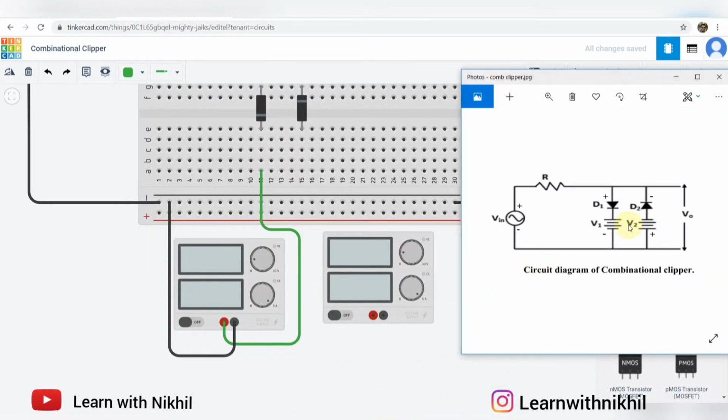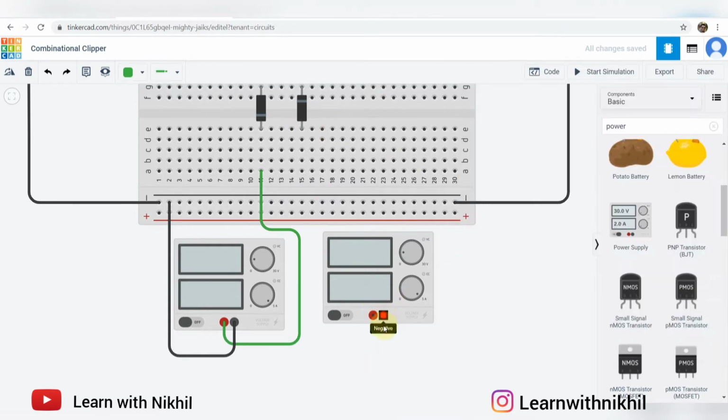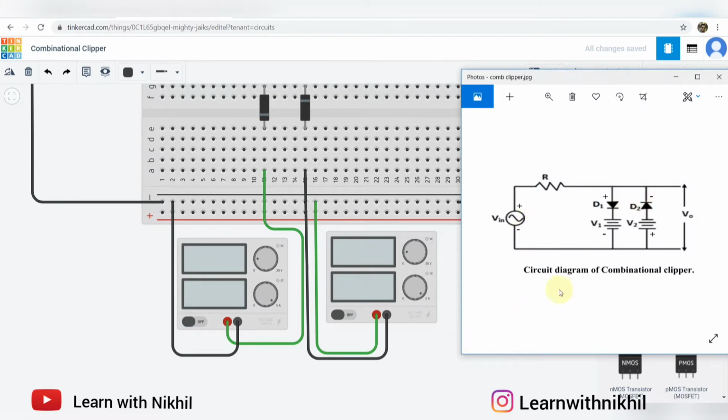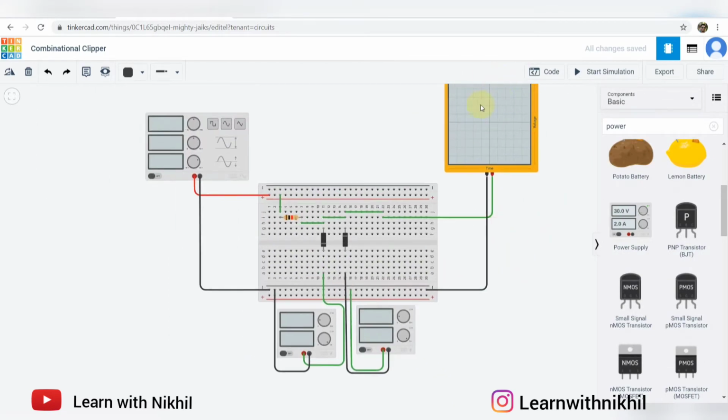For this also, as you can see, the second power supply, negative terminal is attached to the positive terminal here, and the positive terminal is attached to the ground. So the connections are done. We have the input supply, the output will be here.